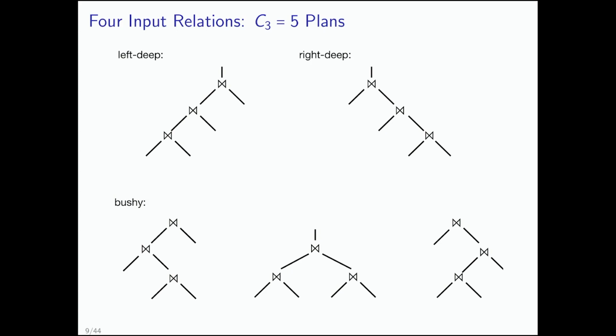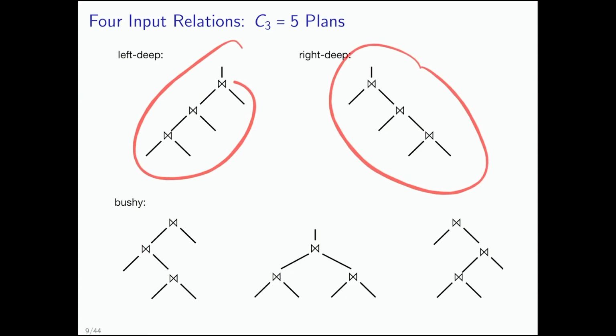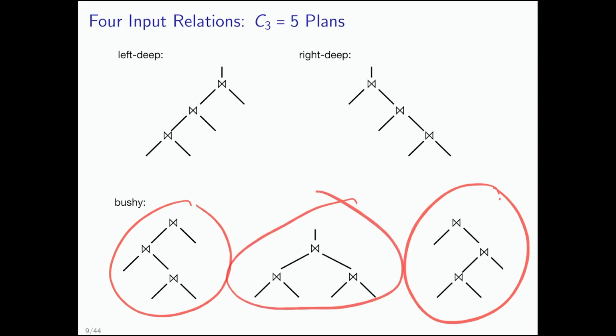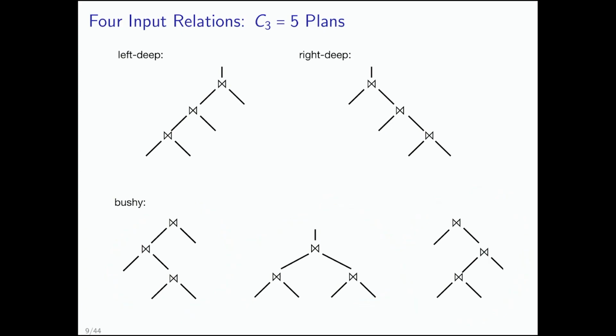If you have 4 input relations, the space already grows. We have this left deep structure, we have a right deep structure, we have structures that we call bushy, something like this, and also the mirrored version of that, and then this symmetric version. Those are the 5 binary tree structures for 4 input relations.